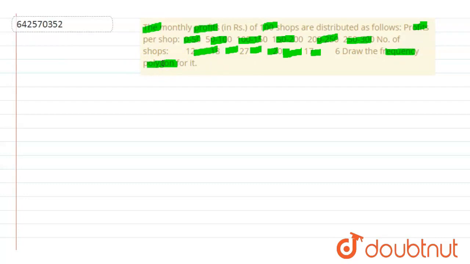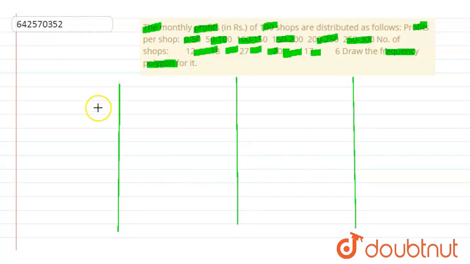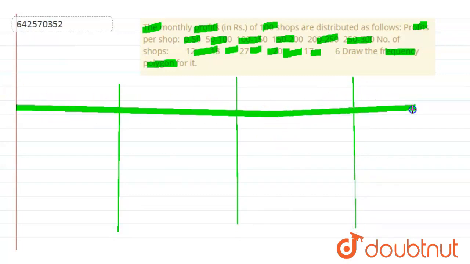So we will work with the data first, right? First we will work with the data, and then in the end we will draw the frequency polygon, right? Okay, so first I will just make some table, right? So the very first table I will draw, this and this, right? Now I will just write down some values.